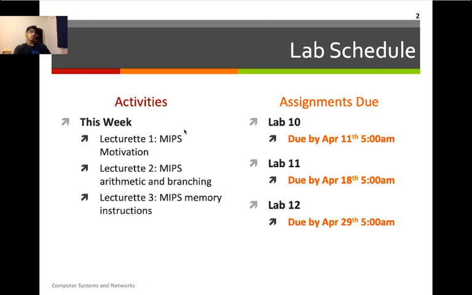And for the rest of this week, this is our agenda. I'm going to post lecturettes one after the other. This one is lecturette number 1, which covers motivation behind MIPS. Lecturette 2 is going to cover MIPS arithmetic instructions and branching instructions, which are going to help you convert code snippets such as if-else statements, while loops, for loops, etc. to MIPS. Then lecturette 3 covers MIPS memory instructions, where you will learn how to declare memory variables, how to declare arrays, how to manipulate arrays, and so on and so forth.